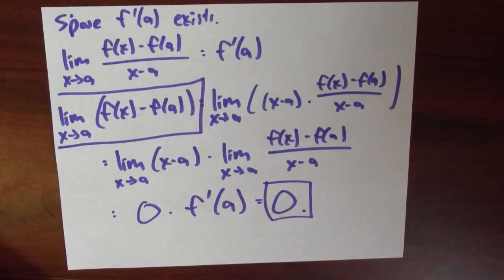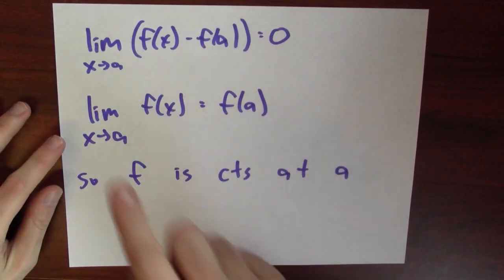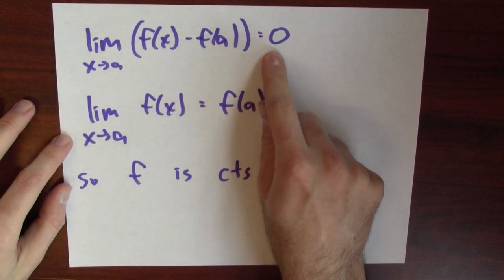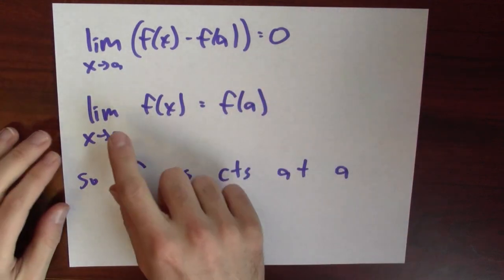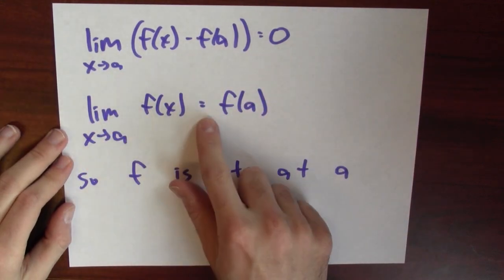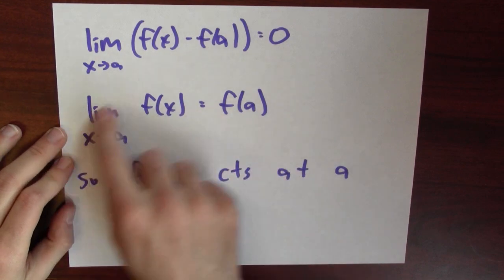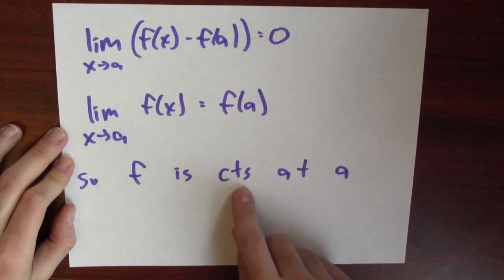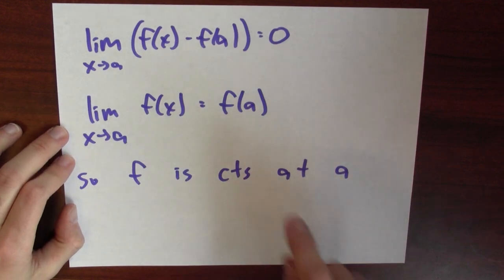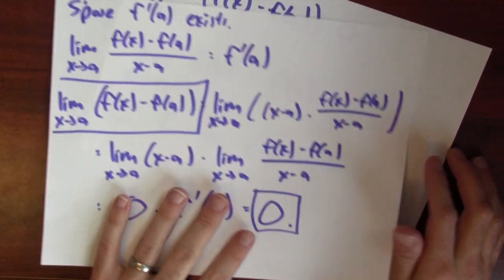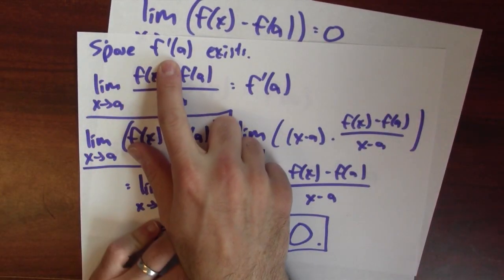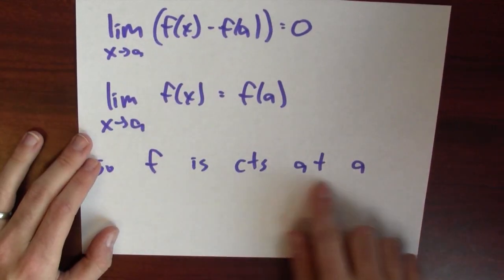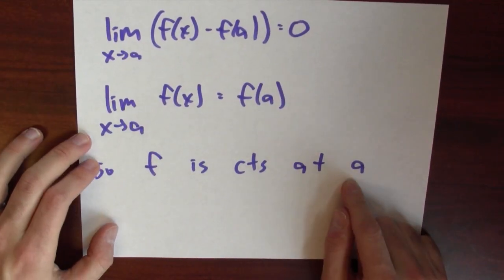Why would you care about this? How does that help us? We know that the limit of f of x minus f of a as x approaches a is equal to 0. What that means is that the limit of f of x as x approaches a is equal to f of a, but this is just the definition of continuity. So now we know that f is continuous at the point a. That's where we ended up. Remember what we started with? We started by assuming that f was differentiable at a. And after doing all this work, we ended up concluding that f is continuous at the point a.